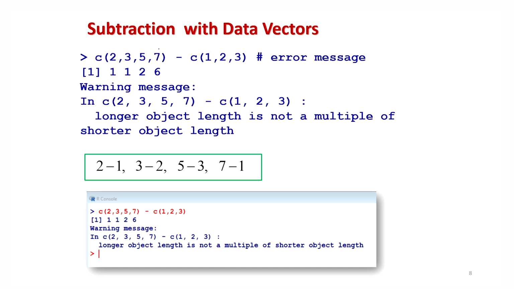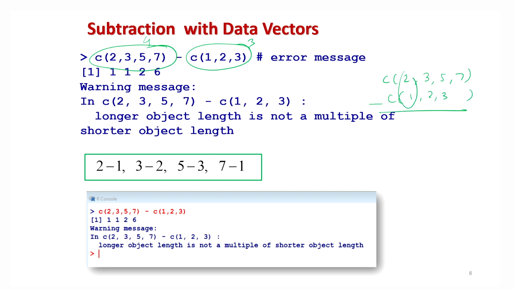And now, in case you try to take two data vectors in which the first data vector has, suppose, 4 elements and the second data vector has 3 elements. So, definitely it is not the exact multiple. So, what will happen? The same thing we did earlier: c(2, 3, 5, 7) with c(1, 2, 3), and now it will be subtraction. So, this and this will be operated, 2 minus 1 as 1, 3 minus 2 as 1, 5 minus 3 as 2, but now there is no element in the last position in the second data vector. So, this 1, 2, 3 will be repeated.